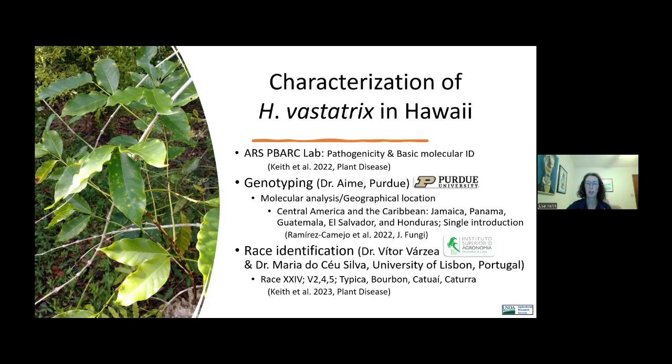We also worked with the experts at the University of Lisbon in Portugal, Dr. Varzea and his team, to identify the race, which was determined to be race 24, containing virulence genes 2, 4, and 5, which are very pathogenic on varieties of coffee such as Typica, Bourbon, Catuai, and Caturra. And considering that Typica is the most popular and widely grown variety throughout the state, everything was highly susceptible.